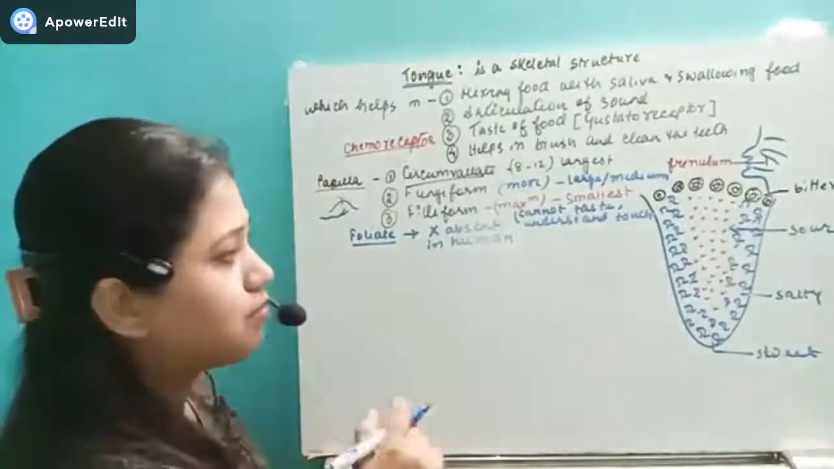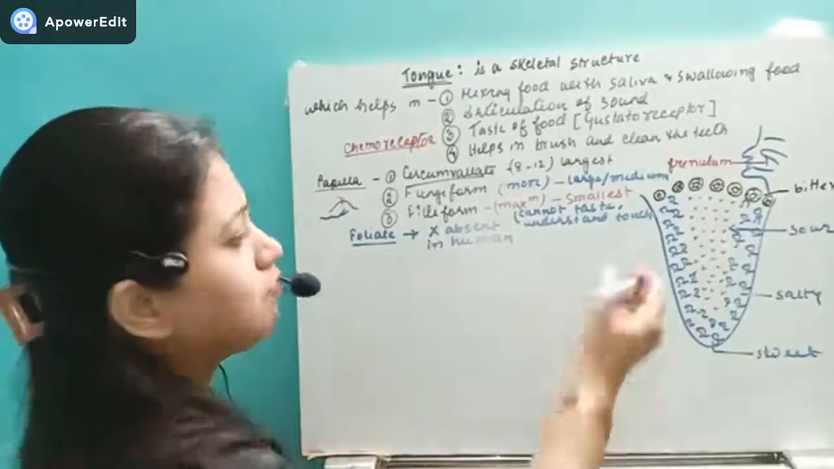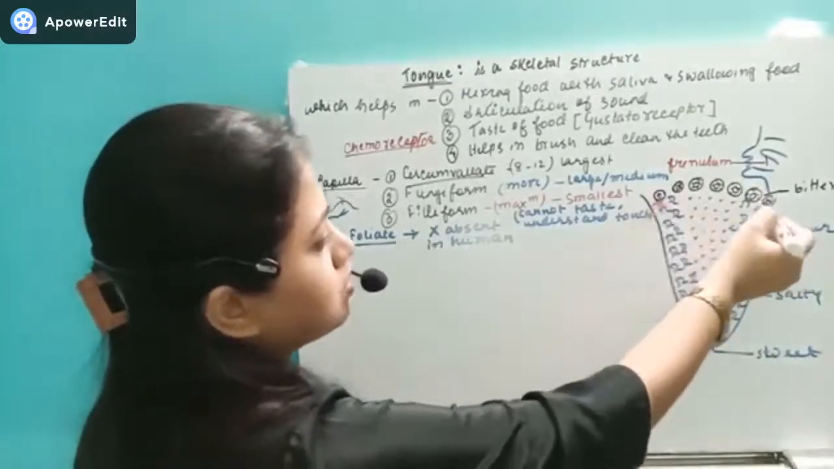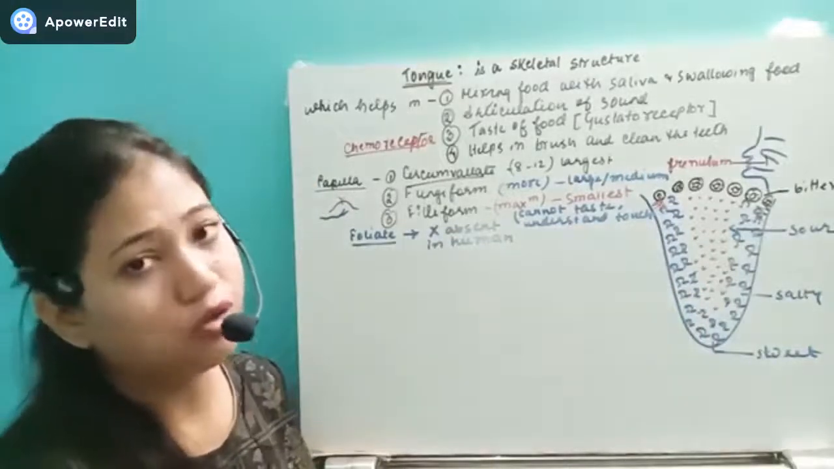Remember that if it comes to the foliate, in case of the grazing animal, the foliate will be present here on these regions. But in case of human, the foliate papillae are not present.